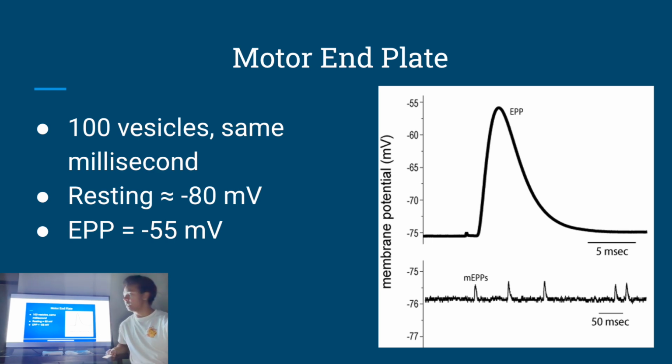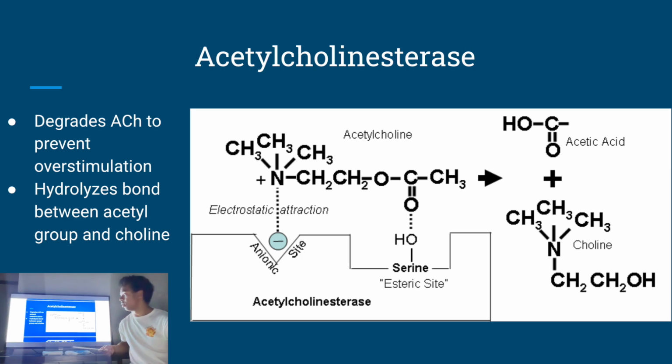When this happens, it depolarizes the sarcolemma of the muscle fiber and an action potential is generated. And this generated action potential is what will eventually cause the muscle to contract. Acetylcholinesterase is an important enzyme in this process, which works by degrading acetylcholine after it triggers an end plate potential in order to prevent it from overstimulating muscles. It's a very active enzyme which hydrolyzes the bond between acetyl and choline in an acetylcholine molecule in order to inhibit its activity.